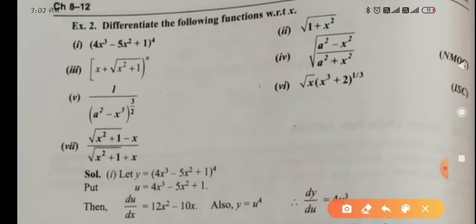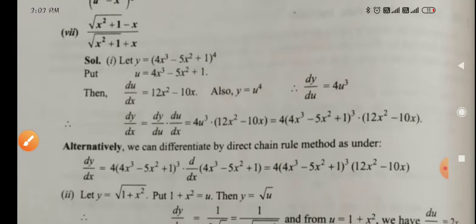You can see example 2. Differentiate the following functions with respect to x. There are 7 parts. Some parts I will take: first, second, third. So the first part you see. In the first part, (4x cubed minus 5x square plus 1) to the whole power 4. It is given.